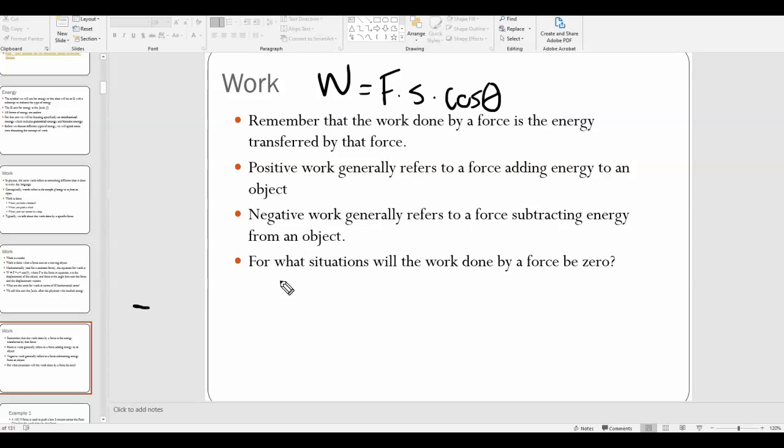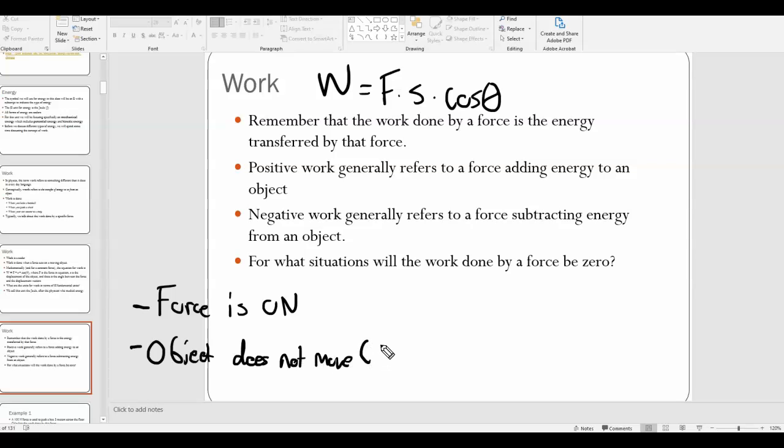Okay, so the three situations where a force does no work are: number one, if the force is zero. That's maybe too trivial, but that's true. If there's no force acting, obviously the force cannot do any work. Number two, if the object does not move. That is, if the displacement is equal to zero.